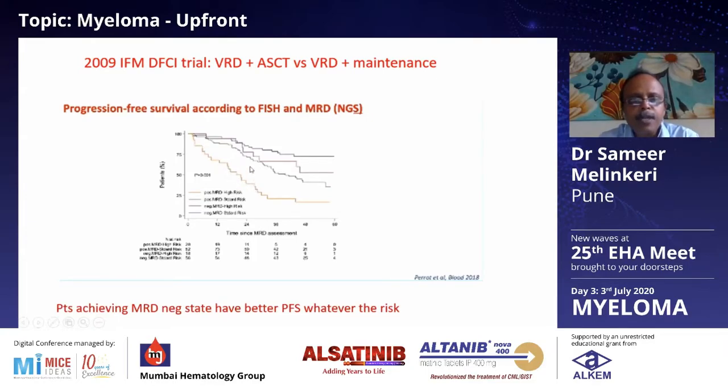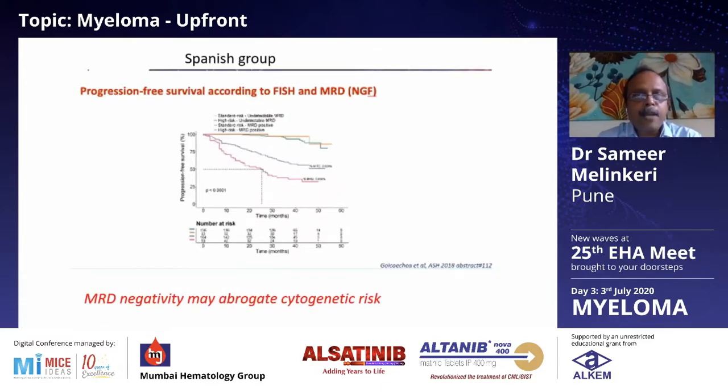But in between, you would have patients who have an MRD negative state despite having high risk cytogenetics in the beginning, they would do much better, right? Then, as well as patients who have standard cytogenetics but who have an MRD positive state at the end of induction. And the Spanish group, with an equal number of patients, has proven the same thing, that MRD negativity may abrogate the cytogenetic risk.